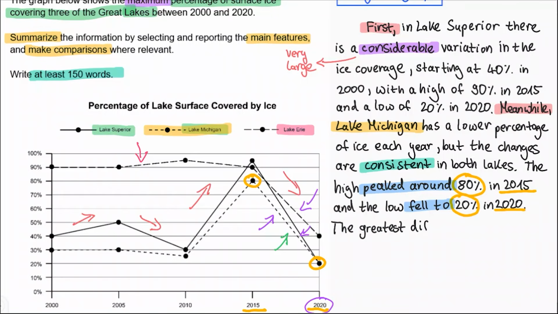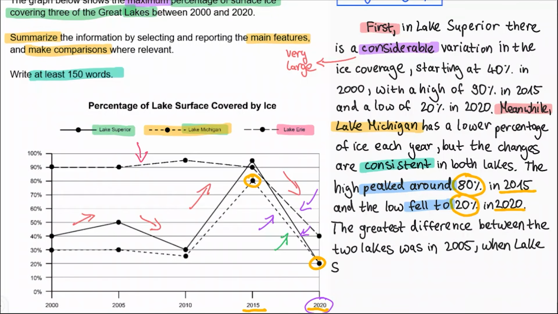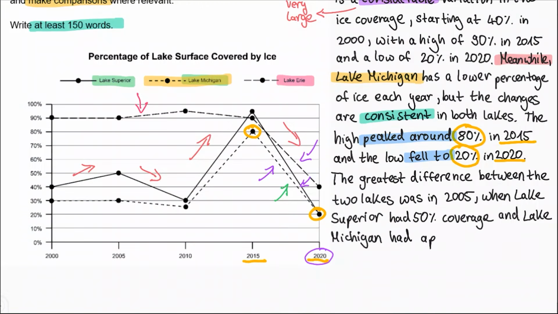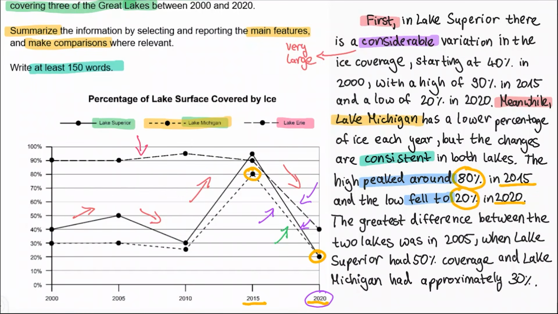The greatest difference between the two lakes was in 2005, when Lake Superior had 50% coverage and Lake Michigan had approximately 30%. I didn't want too much detail, so I decided that the greatest difference was enough to show that the lakes were always less than 20% apart. When making a comparison, be sure that the parts are consistent in order and meaning.